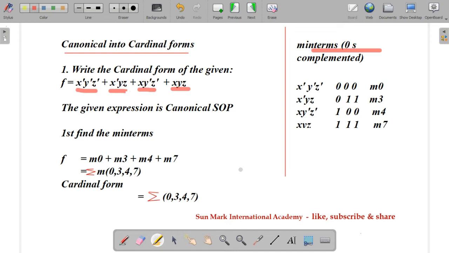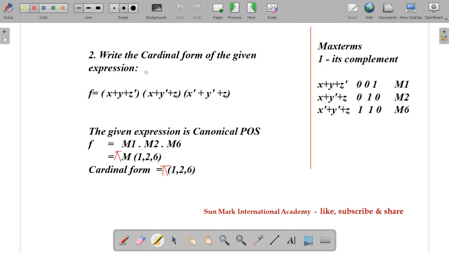So the cardinal form of the given expression, how will we write? It is equal to sigma of 0, 3, 4, 7. Understood? So cardinal means how to represent in the form of numbers, that is the designation numbers or the decimal numbers of the corresponding min terms. Canonical means we have to represent it in terms of all the variables.